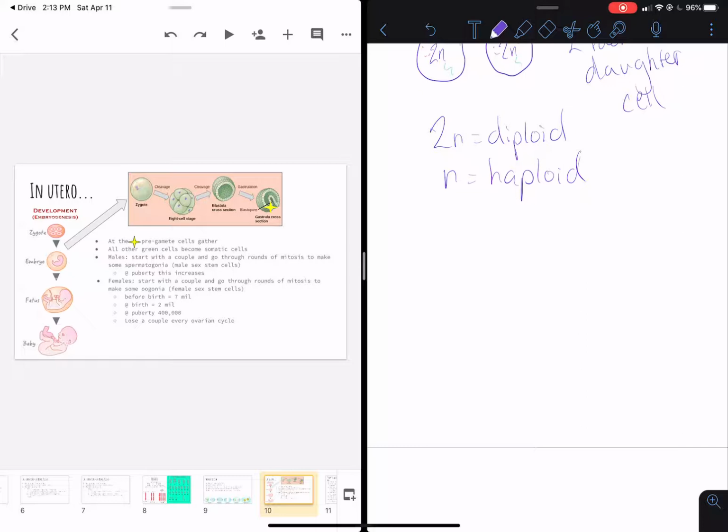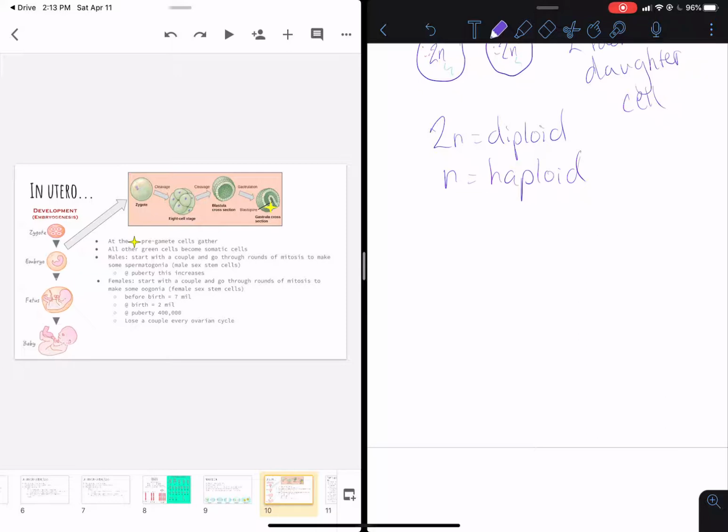Females, on the other hand, start with a couple, and then we go through multiple rounds of mitosis, just like the males, to make oogonia, female sex stem cells. And before birth, we have about 7 million. So somewhere in between the embryonic and the fetal stage, we have about 7 million. Then once we're a fetus and we're going through the 3rd trimester, then we have about 2 million. Then we're born, then we become a child, then we go through puberty at about 12. Between being born and hitting puberty, you lose some of that 2 million, and you're left with about 400,000. And then those 400,000 are everything that you have.